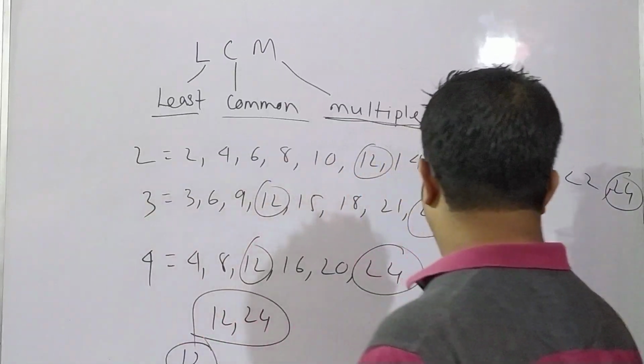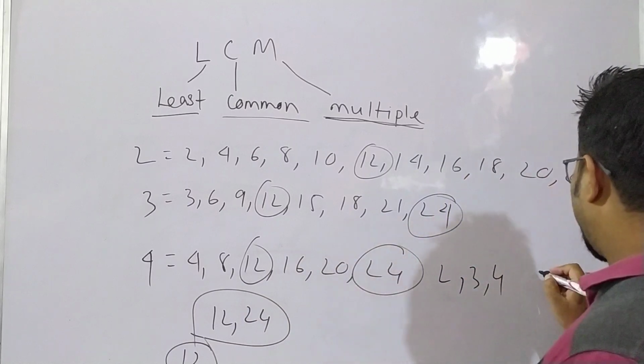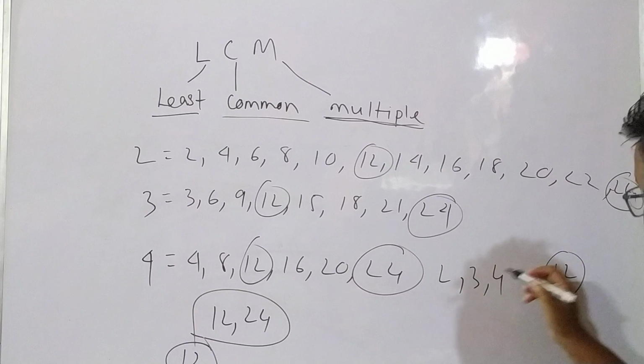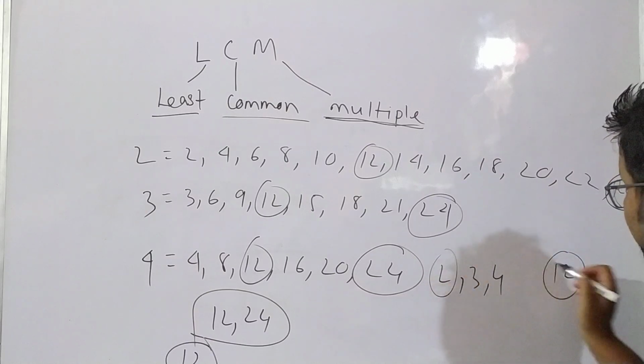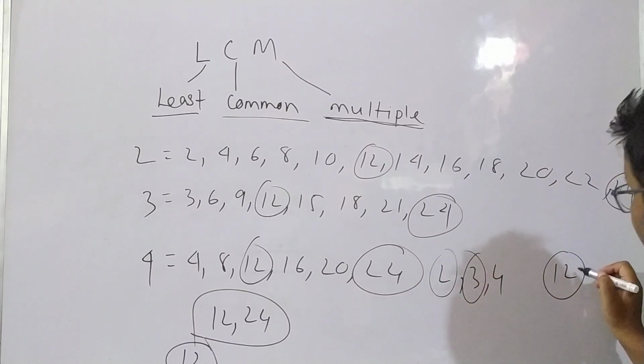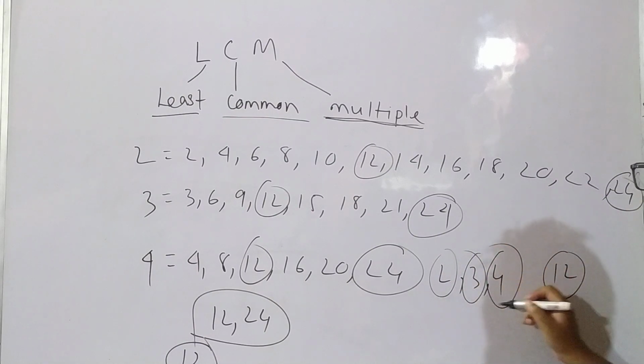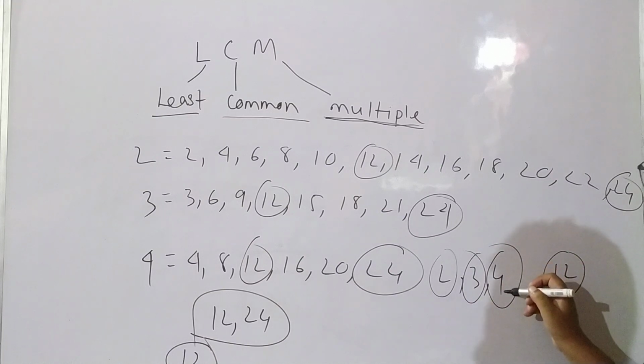So for 2, 3, 4, LCM is 12. And again, this 12 must be divisible by 2, by 3 and by 4. Yes. 12 is divisible by 2, 12 is divisible by 3, 12 is divisible by 4.